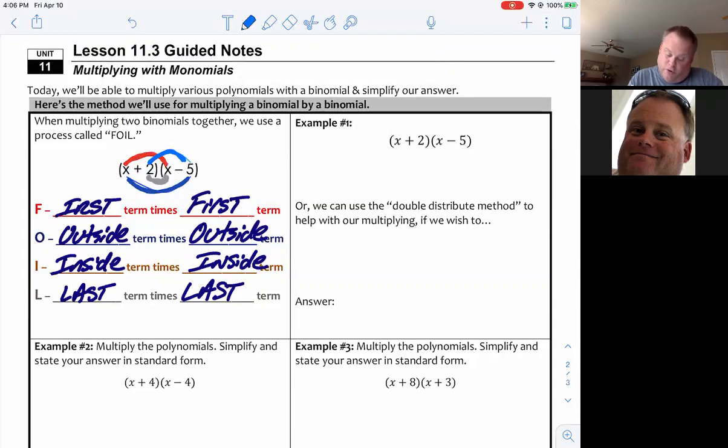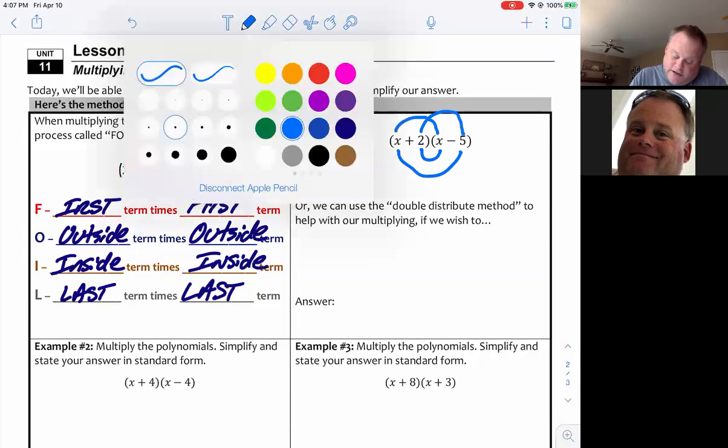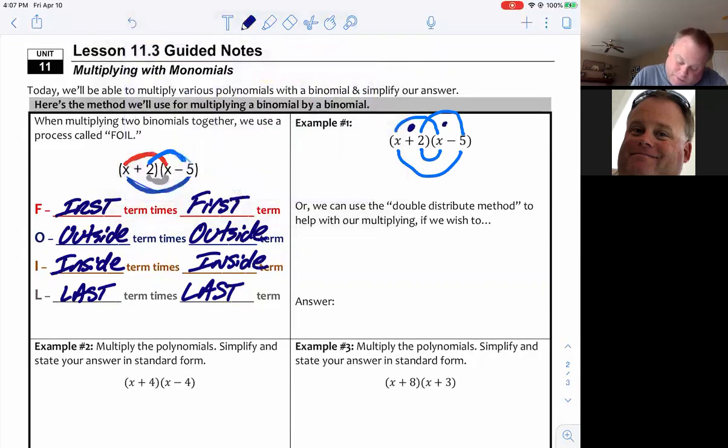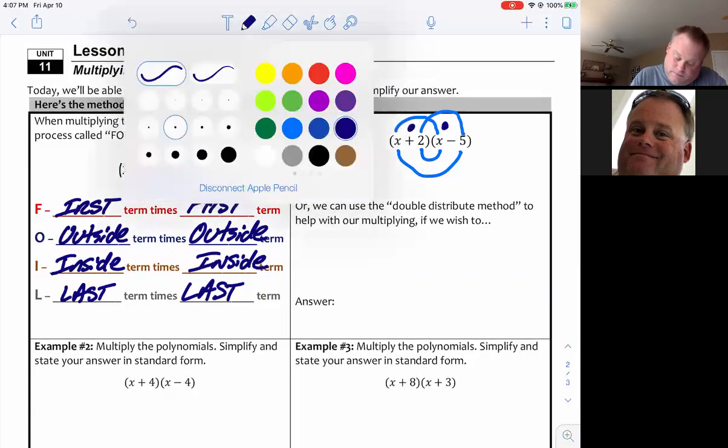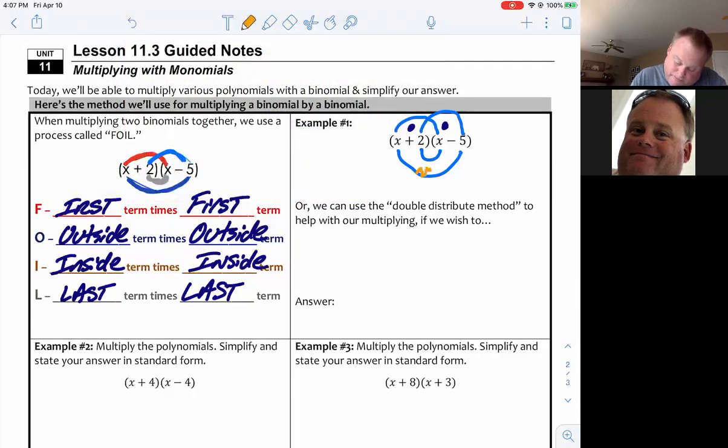So I'm going to do it over here real quick with the same one, and I want you to see this. Now watch. I'm going to say it. First, outside, inside, last. Now the nice thing about this, and I love FOIL day, is I can actually have some fun with this, because I get to make a little smiley face. One of the cool things about FOIL is you can actually make a smiley face and it becomes art when you do it. But here we are, we're going to actually do it.